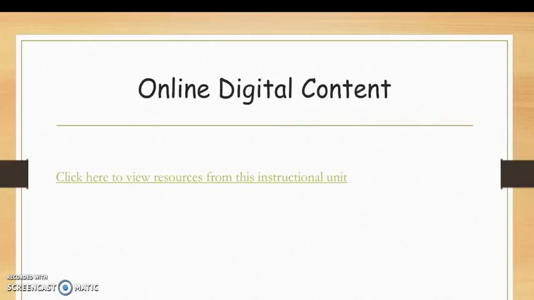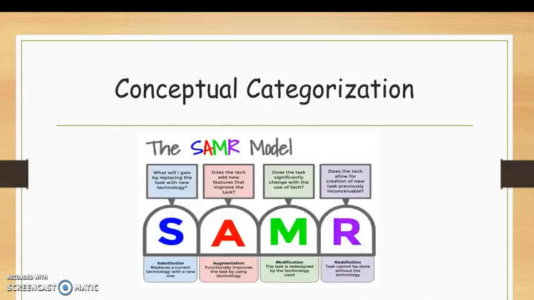And if you go on this link, it will take you to a shared Google Doc that provides access to the handouts I created for section G and the sample student artifact I created for section H. The lesson objective can be found here as well. And the conceptual categorization that I use for this unit is the SAMR model.